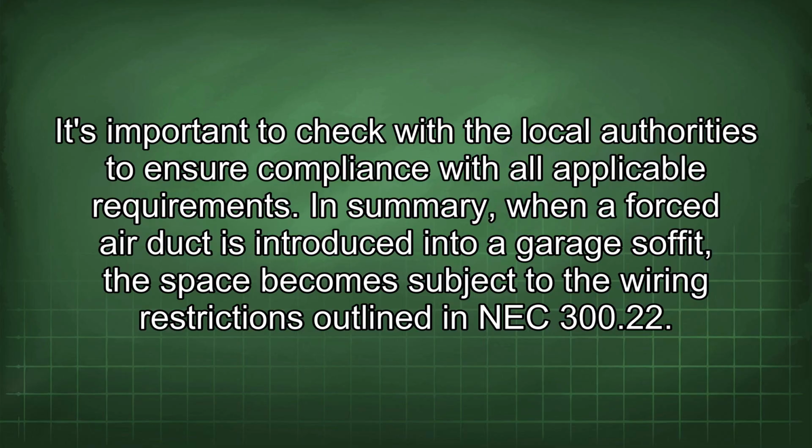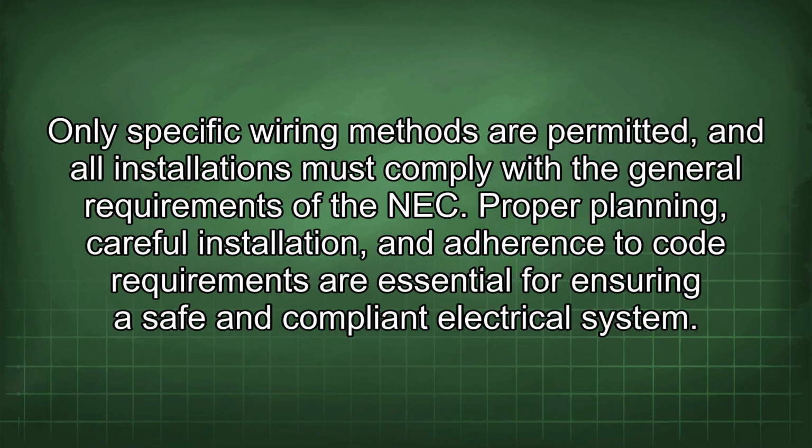In summary, when a forced air duct is introduced into a garage soffit, the space becomes subject to the wiring restrictions outlined in NEC 300.22. Only specific wiring methods are permitted, and all installations must comply with the general requirements of the NEC. Proper planning, careful installation, and adherence to code requirements are essential for ensuring a safe and compliant electrical system.